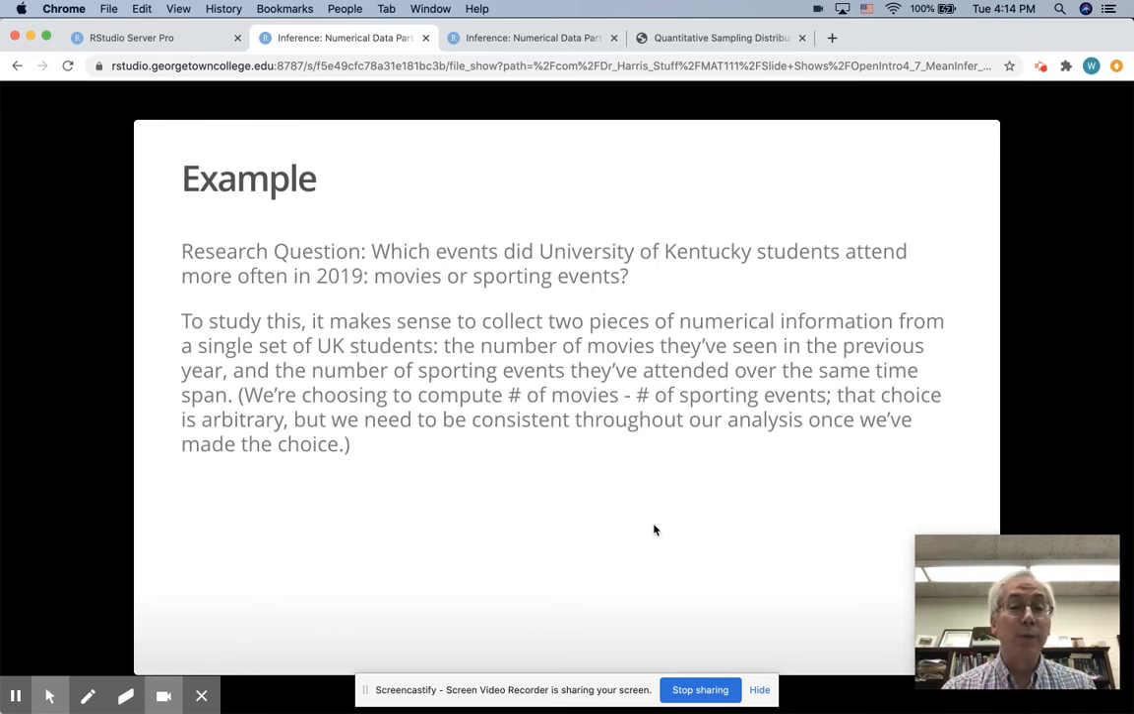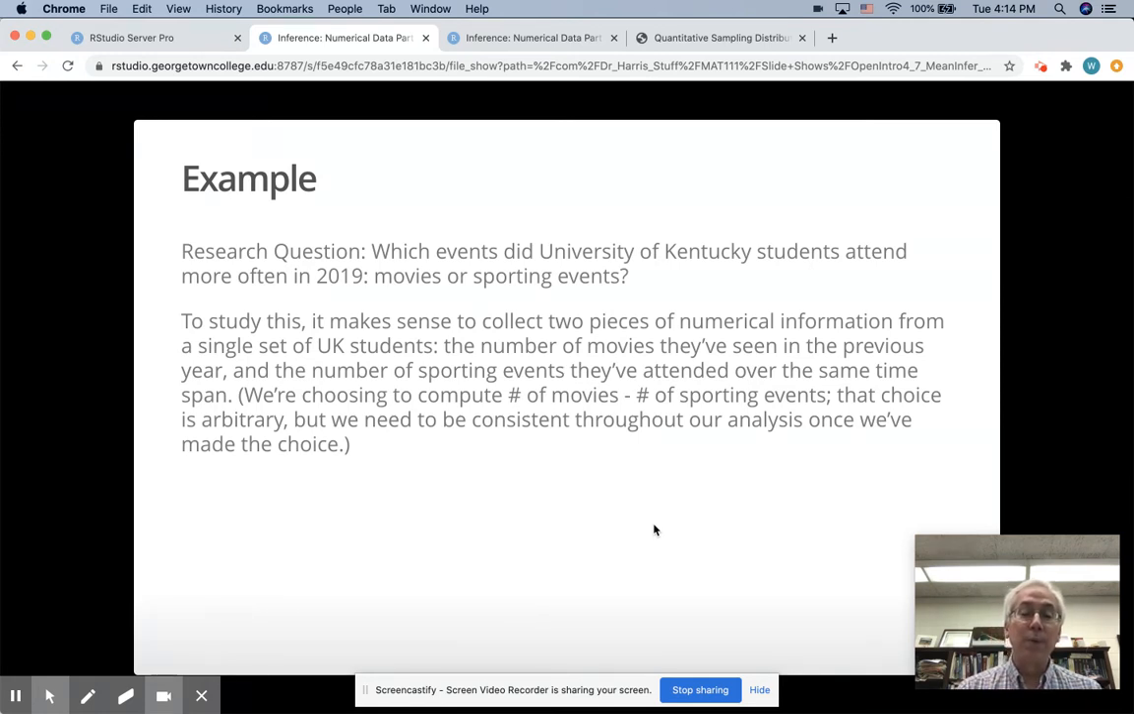We'll ask them, how many movies did you attend in 2019? How many sporting events did you attend in 2019? So we're collecting two pieces of information from a single sample. Then we can compute for each individual the difference between the number of movies they saw and the number of sporting events they saw.